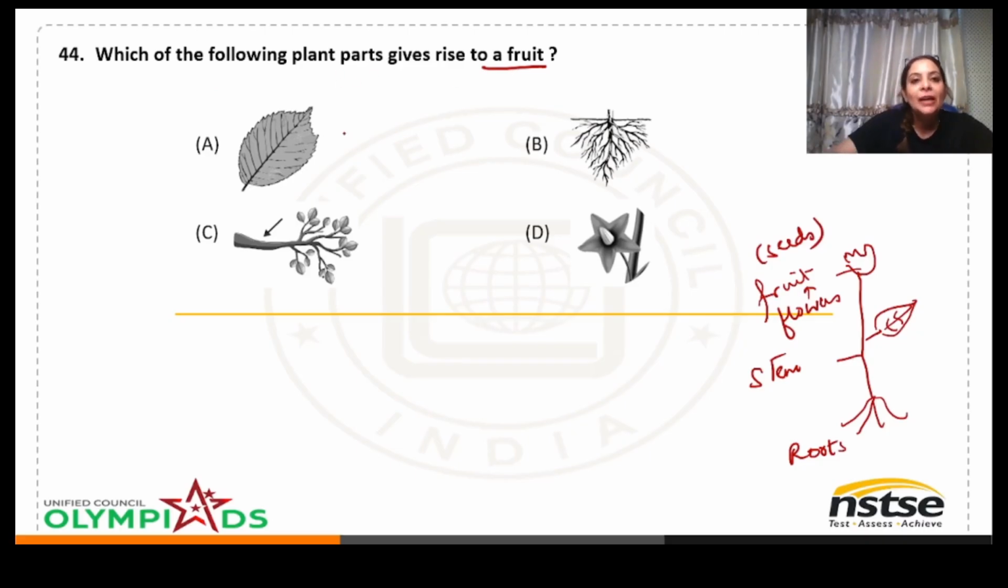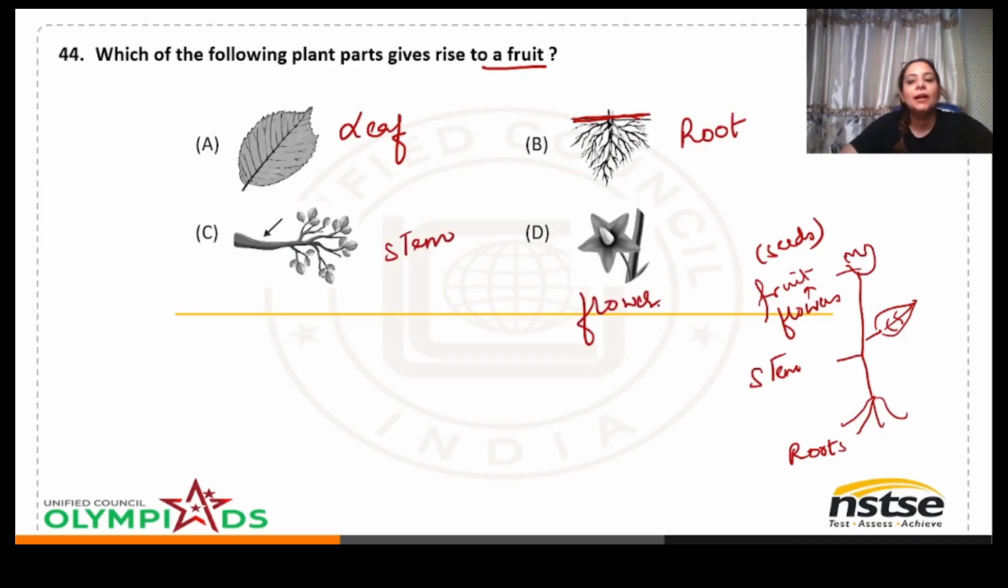to fruit? Now A part is identified as leaf. Leaf doesn't give rise to fruit. B is present below the surface, and we know that it represents root. And this is stem, and this part is flower. We know that when any plant has a flower, later the flower turns into fruit, and fruit encloses seeds. So fruit arises from flowers.